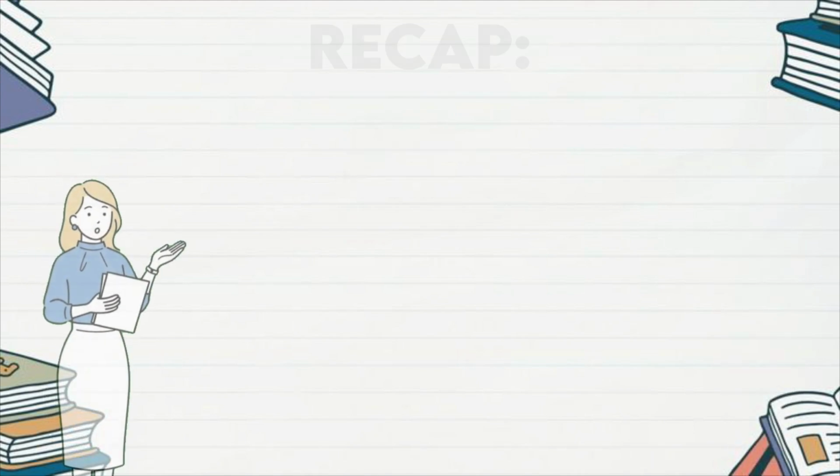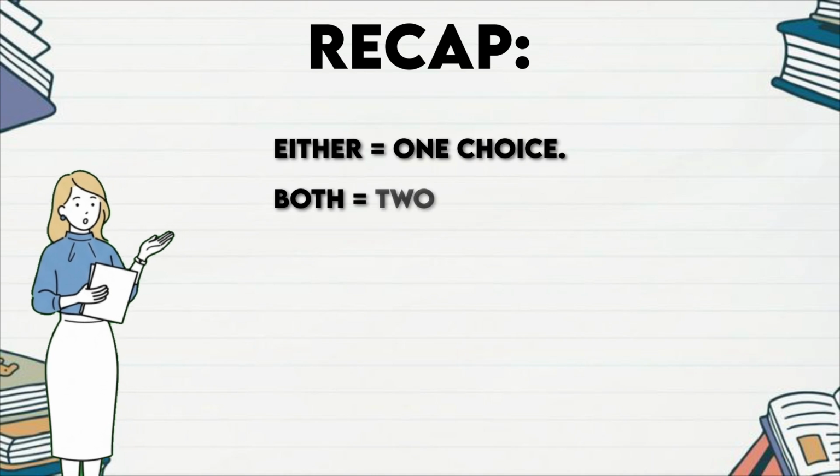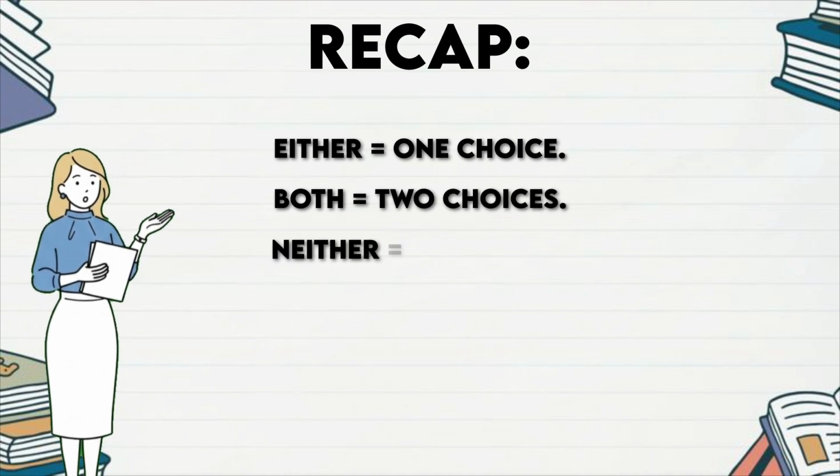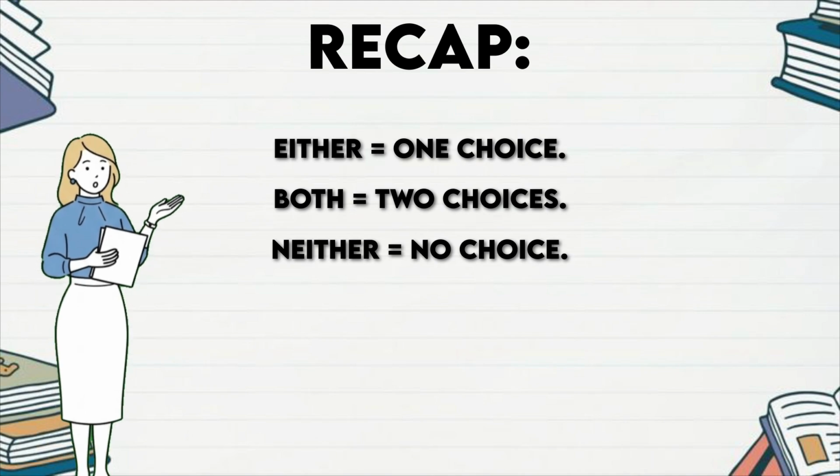Let's recap quickly. Either equals one choice. Both equals two choices. Neither equals no choice. And that's it. Not so confusing anymore, right?